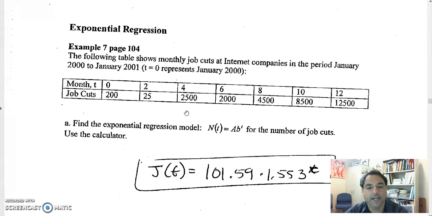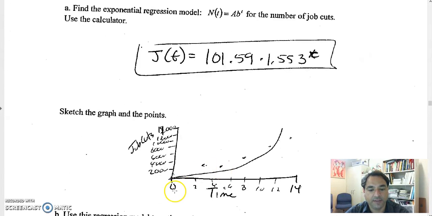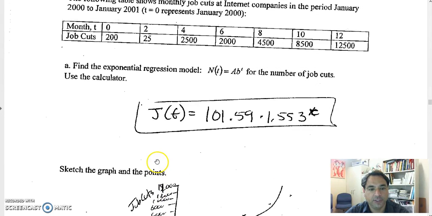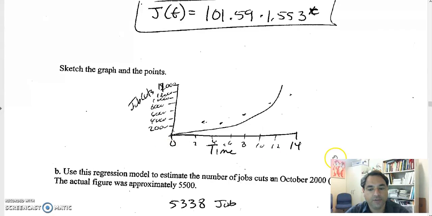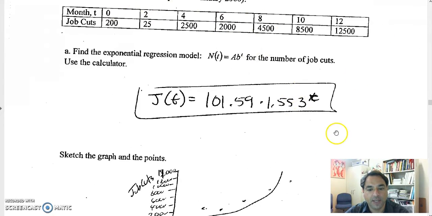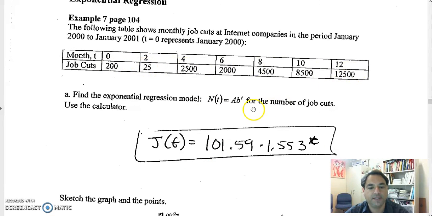Okay, so we have an example of an exponential regression problem, so we'll go ahead and work this one out. So here we have new data. So let's put this data in list 3 and 4 this time. And again, we can sketch it out first by having the time as our input, job cuts as our output, and 0 to 14 would cover the time, and then let's say 0 to 14,000 would cover the job cuts.